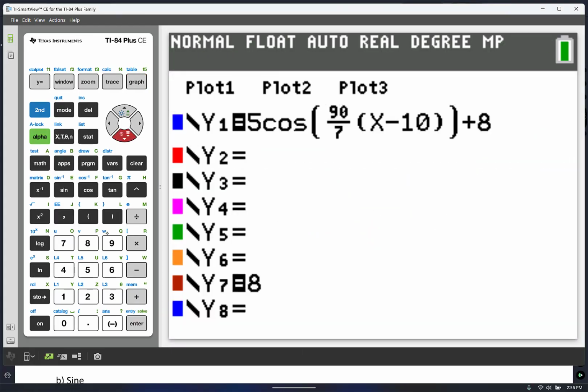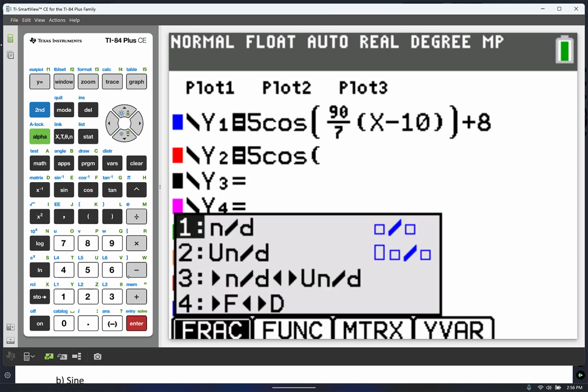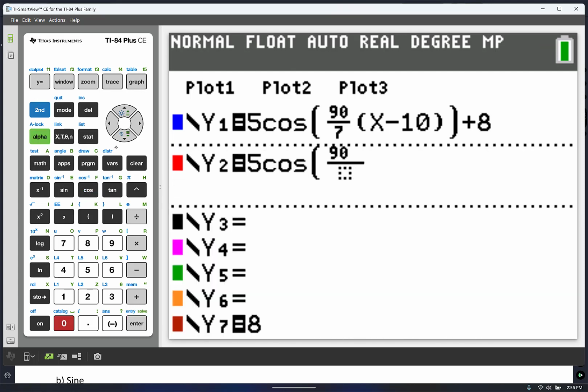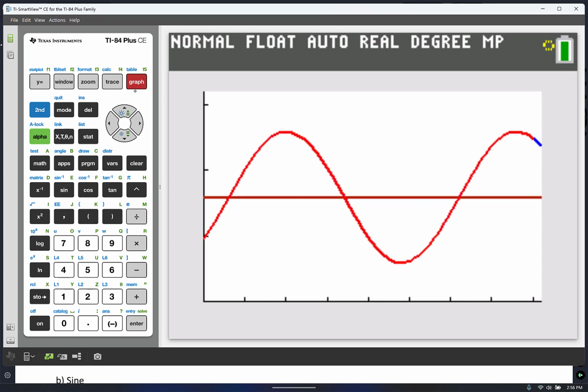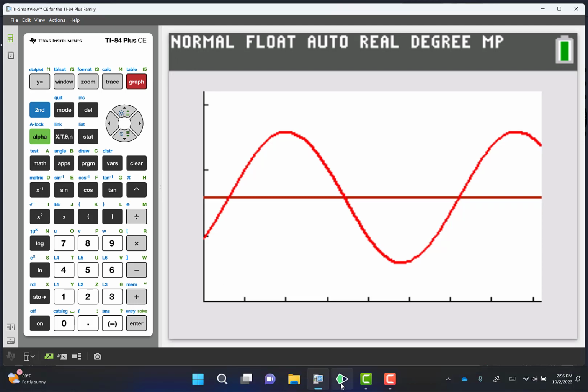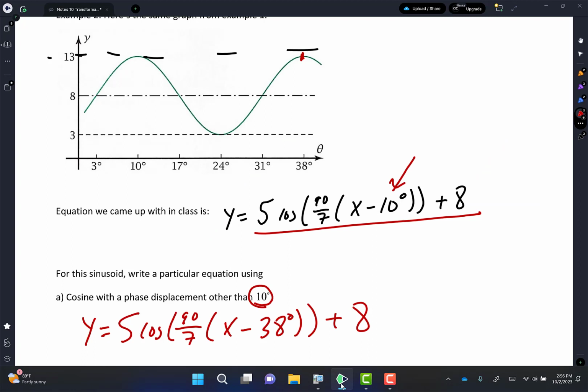So on y2, I'm going to put 5 cosine, alpha y equals, enter, 90 over 7. 90 over 7, open parenthesis, x minus 38, close, close, and then plus 8. And then I'll push enter for graph. And look at that. It's the same graph. Okay. Are we okay so far? Okay. Here we go. Let's continue.